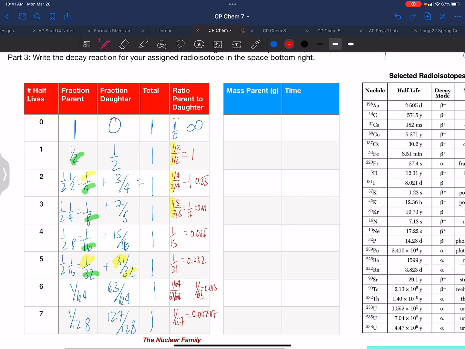So let's suppose we had 68 grams, and that is just a made-up number in the beginning. Well, in the beginning, at time 0, it's all mass of the parent, so it's 68 grams. And no time has passed.